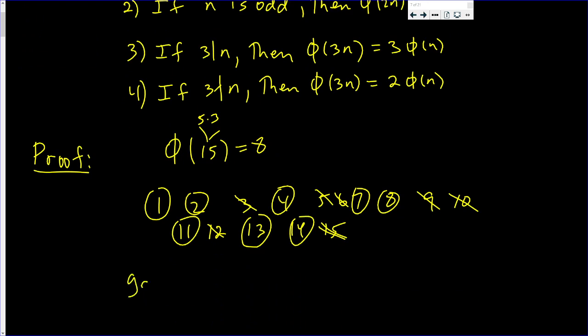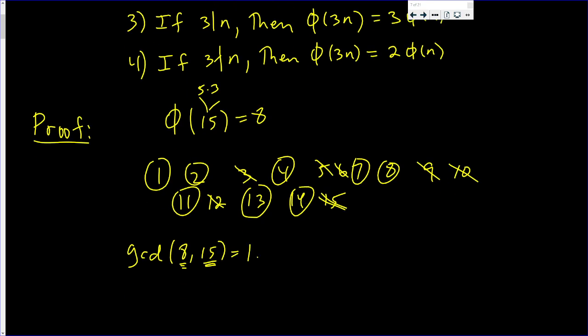For example, the GCD of 8 and 15. This is made up of just powers of 2. This is made up of powers of 3 and 5. They have nothing in common. So that will count as one of the numbers for phi of 15. So it'll be one of those 8 numbers.